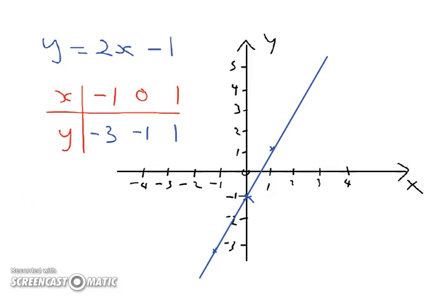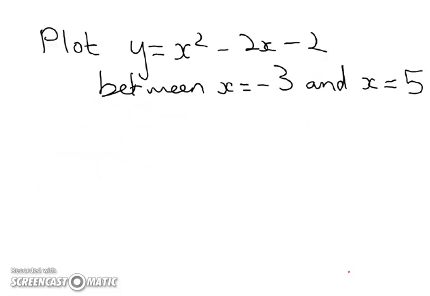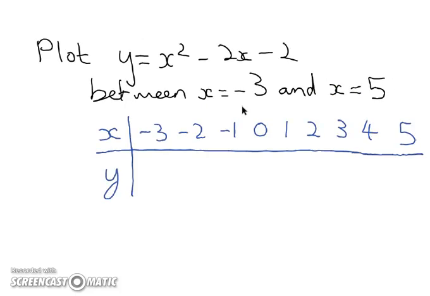To plot a quadratic equation, we can't just use 3 points. We need to plot a lot of points, and when you're given something to plot, like y equals x squared minus 2x minus 2, it will tell you which x values it wants you to plot it between. Here it's minus 3 and 5. And the best thing to do is to create a little table from x equals minus 3, using all the integer values, all the whole numbers between minus 3 and 5, to get a big set of points that we can then plot, and we can see how the curve is going to look.